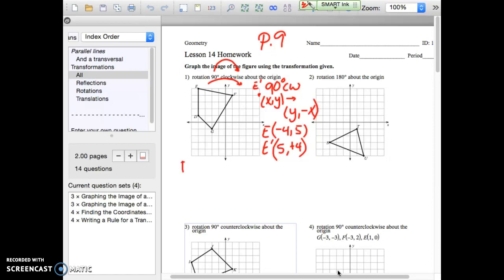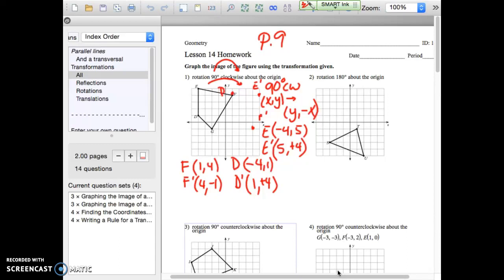All right, now I'm going to look at F. F is at (1, 4). So for F prime, 4 is going to come first, and the 1 is going to change sign. So I'm going to go over 4 and down 1. There's F prime. For D, same thing. My coordinates are (-4, 1). So for D prime, I'm going to flip-flop them, and the 4 is going to go positive. Over 1, up 4. So actually it lands here.